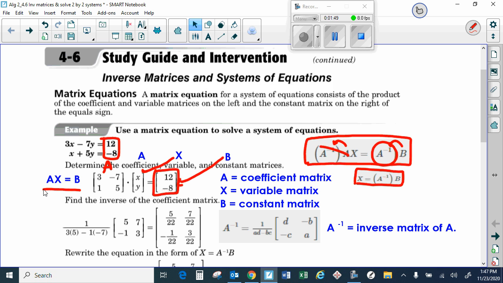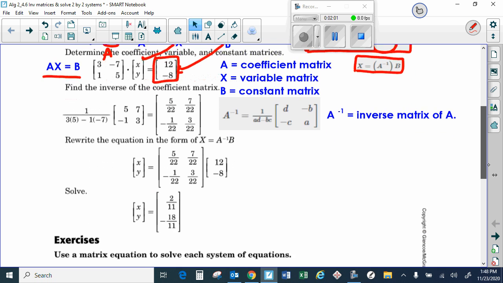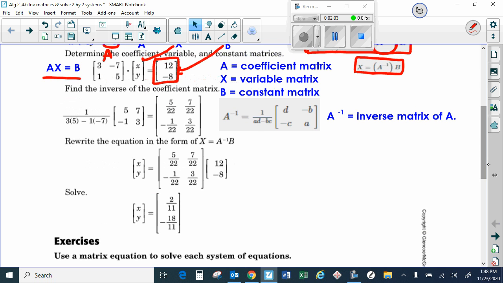Your calculator will do all this for you, but we're learning how to do it by hand. I'll show you how you can plug it in your calculator later to check. So how do we find the inverse matrix? Here's my rule. The inverse matrix equals 1 over the determinant. Remember, AD minus BC is the determinant of the coefficient matrix. Remember, A is the coefficient matrix.